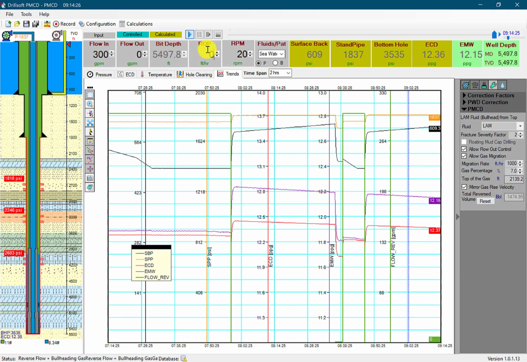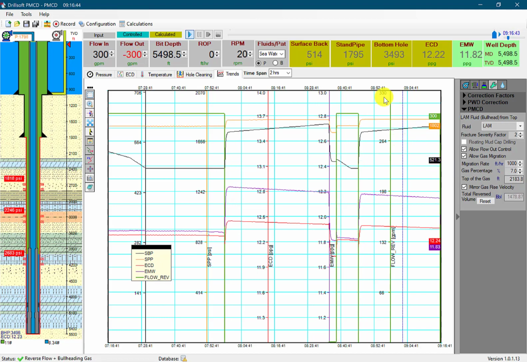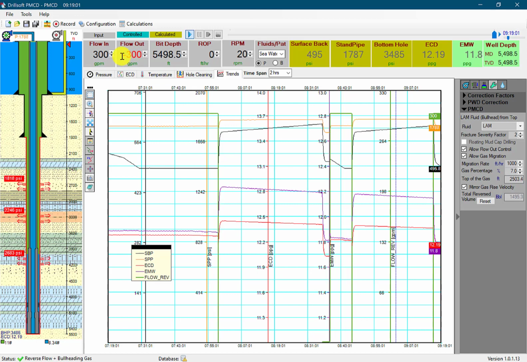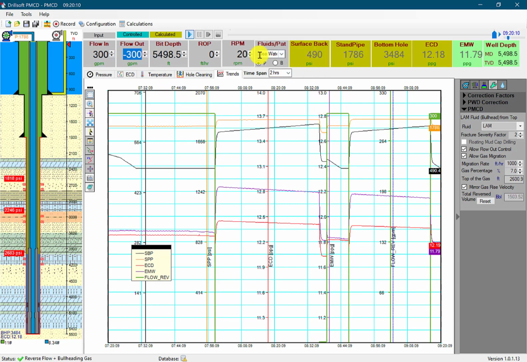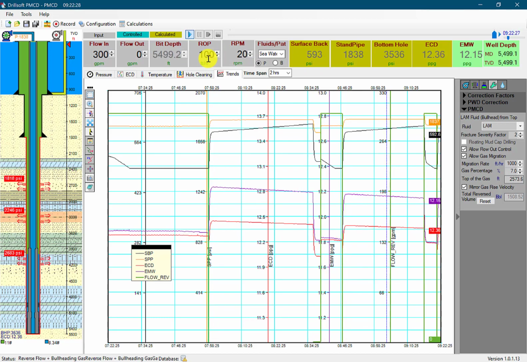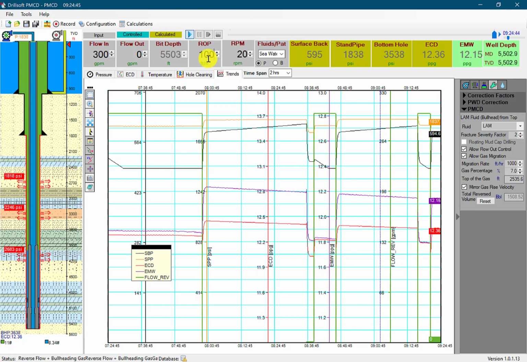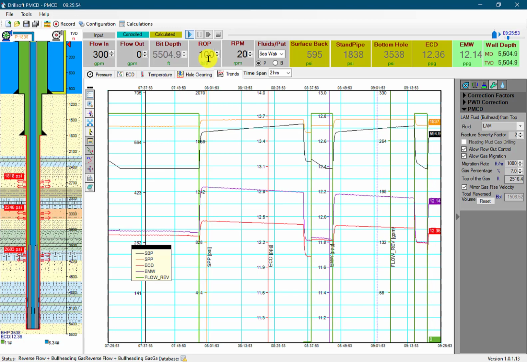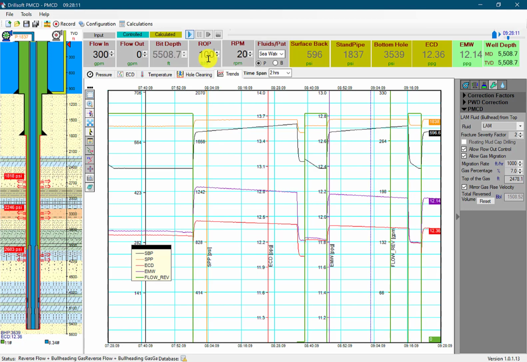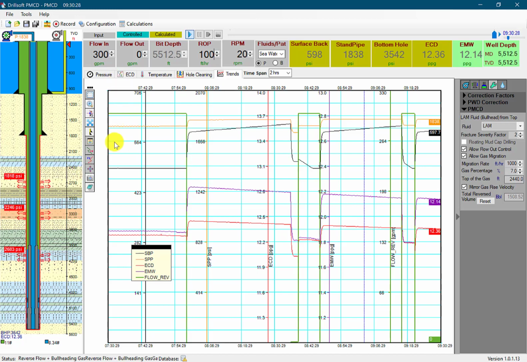We can prepare to bullhead again. As soon as we reach that stable value again on surface back pressure, we can stop bullheading and begin drilling again. We can continue these cycles and completely drill the well.